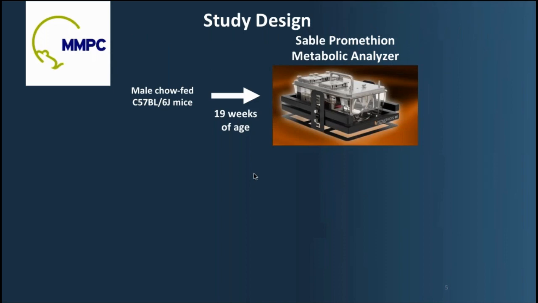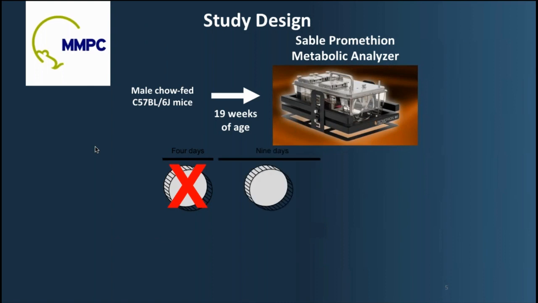The study design that we used was we took our Sable Promethion multiplex system, with 5-minute sampling intervals. We used male chow-fed C57 black 6J mice, purchased from Jackson Laboratory. Presumably, at least some of these were littermates. They were all bought at the same time, at the same age. They were 19 weeks of age when they went into the system. The way we did this was we had them in a cage that had a running wheel the entire time. But for the first 4 days, we locked the running wheel so they weren't able to use it. And then for 9 days, we had the wheel unlocked.